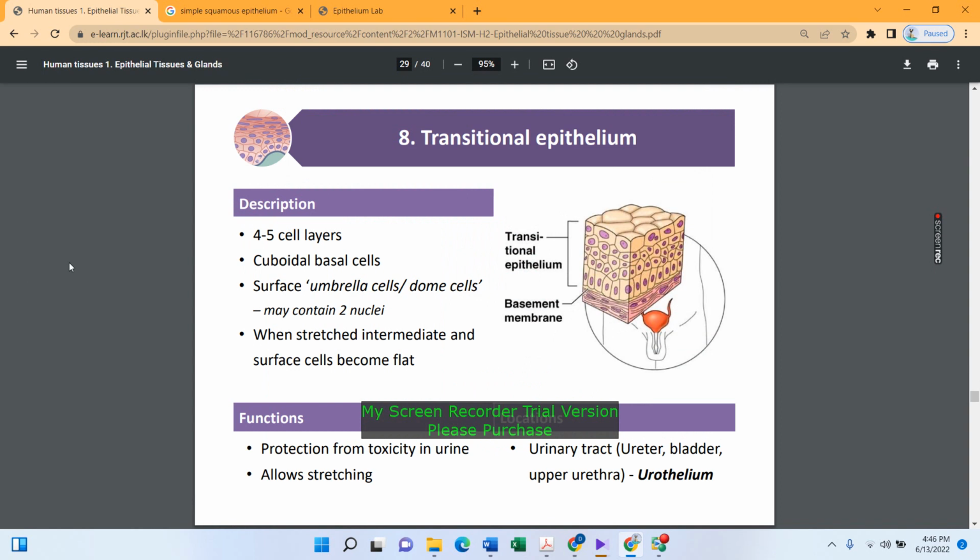The transitional epithelium has 4 to 5 cell layers. It has cuboidal basal cells, and the surface has umbrella cells or dome cells that may contain 2 nuclei. When stretched, intermediate and surface cells become flat. The functions are protection from toxicity in urine and allowing stretching. So for the protection from toxicity in urine and for allowing stretching, this transitional epithelium becomes important.